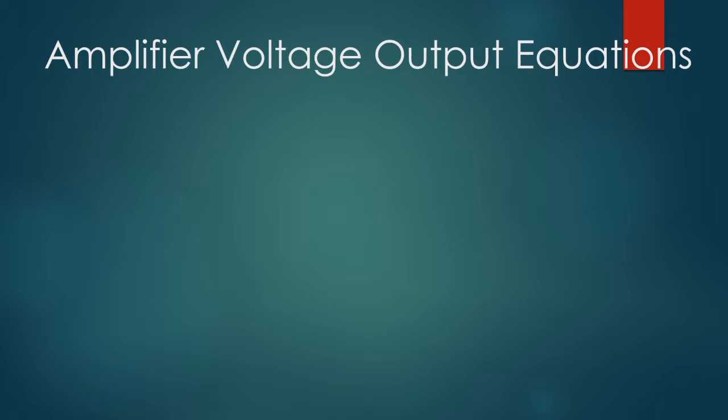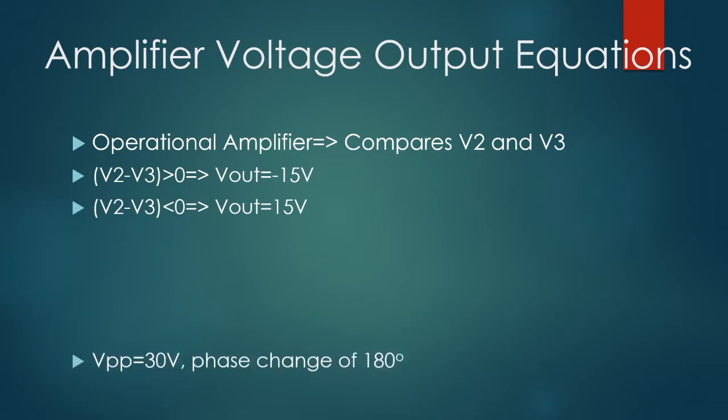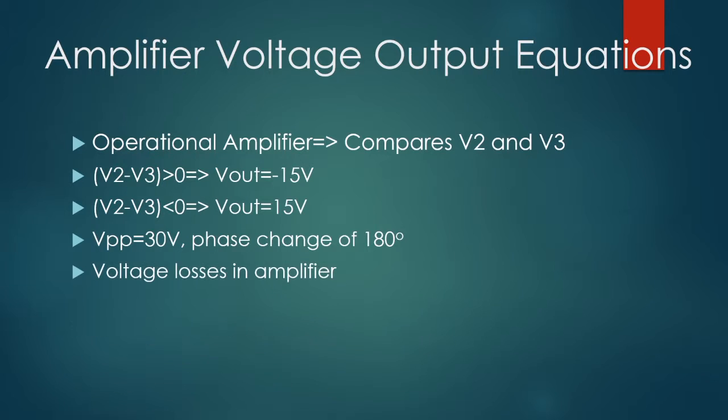Later on, let's examine what are the results of a digital oscilloscope in the previous example. In order to do so, we need to take a look into the amplifier equations. Operational amplifier compares voltage input 2 and voltage input 3. The voltage output always remains at 30 volts peak to peak, but we have phase change of 180 degrees.